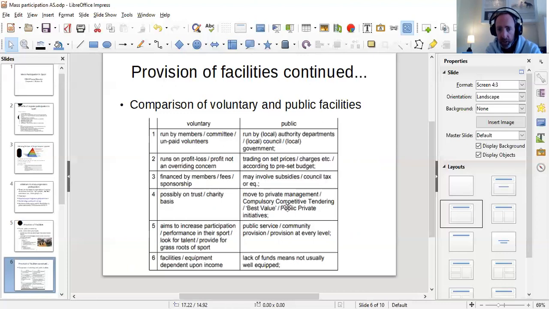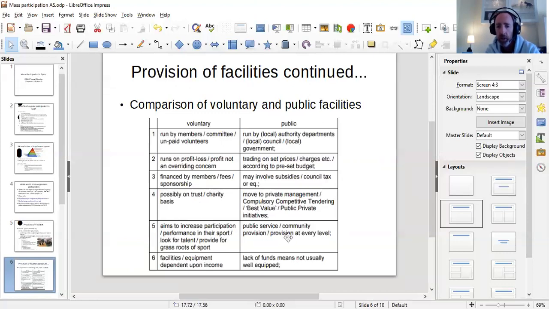The public facility moved to private management. It says here compulsory competitive tendering, so the best value. So you sometimes get the issue of facilities being run by a private firm, they supply a bid, and the best bid will get to run it. Voluntary will possibly run on a trust or charity basis. What a trust means is that this will be a fund provided for the running of the club.